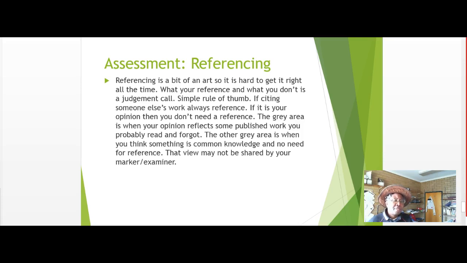But because the view that you have may not be shared by your marker or your examiner in terms of what is common knowledge, it's better to err on the side of referencing even what you might think is common knowledge. But of course, if you're talking about something like the sun rising in the east and setting in the west, you don't need to reference that. But if you're going to talk about why the dog barks at night, not everyone knows why dogs bark, so you might want to reference that. I couldn't think of a better example, I'm afraid.